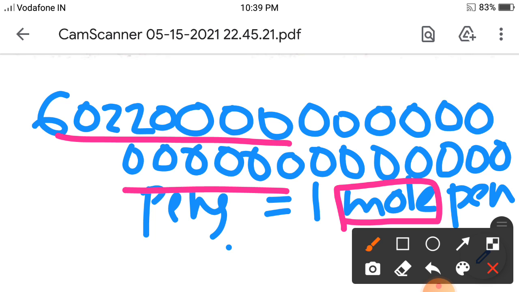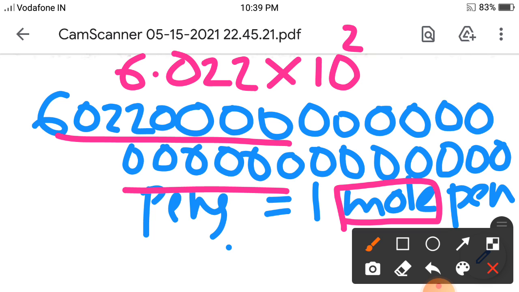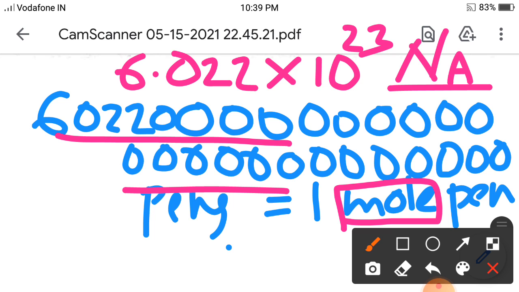This number can also be written like this: 6.022 into 10 raised to 23, and it is denoted by the letter Na. This is called the Avogadro number. For that much amount, if I have this many pens in my hand, then I say one mole of pens.